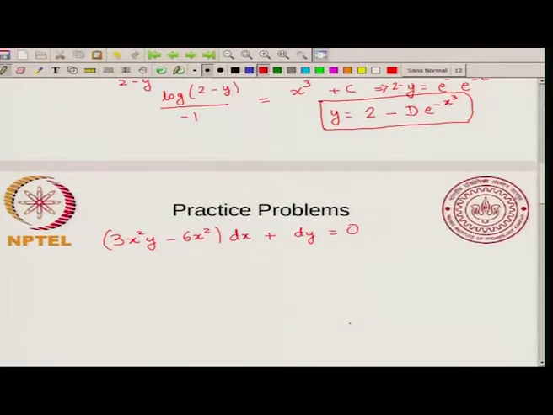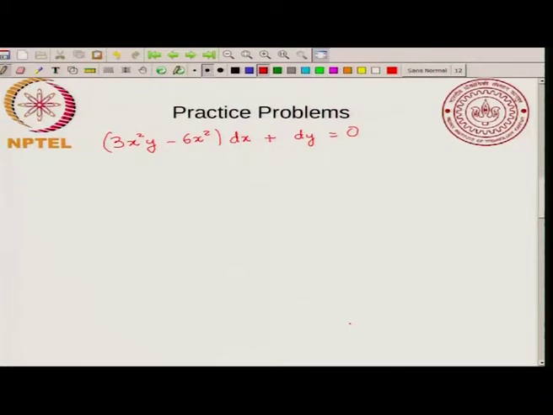Now what you can do is you can take this equation and check whether it is an exact differential. Calculate dou m by dou y is equal to 3x square and dou n by dou x, n is just 1, equal to dou by dou x of 1, that is equal to 0. So, clearly dou m by dou y is not equal to dou n by dou x.